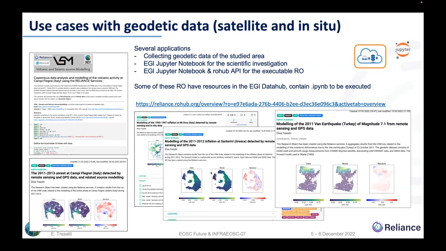The APIs, in particular the Python library of ROHUB, are very useful when using the same software, let's say, to create with several applications, so it's kind of repetitive resources to be aggregated in research objects. So it's very useful, and these APIs can be used instead of going to the ROHUB website and creating it manually.